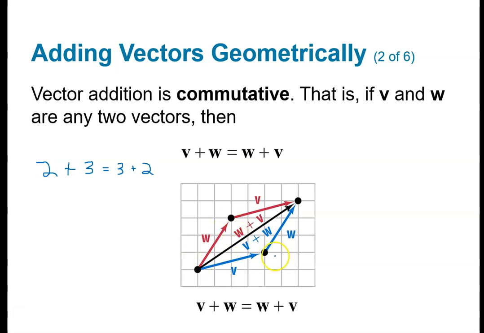But if I did W first, that's running 2, rising 3, and it put me there, and then doing the 1, 2, 3, 4, and 1. But I end up in the same place, so their sums are the same. So W plus V and V plus W would give you the same resultant vector.